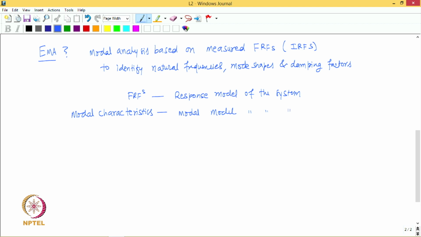So, in this way you can see there are three equivalent ways to describe a dynamic system or a vibratory system. One could be the spatial model, another is the response model, and another is the modal model. And these descriptions are equivalent descriptions.